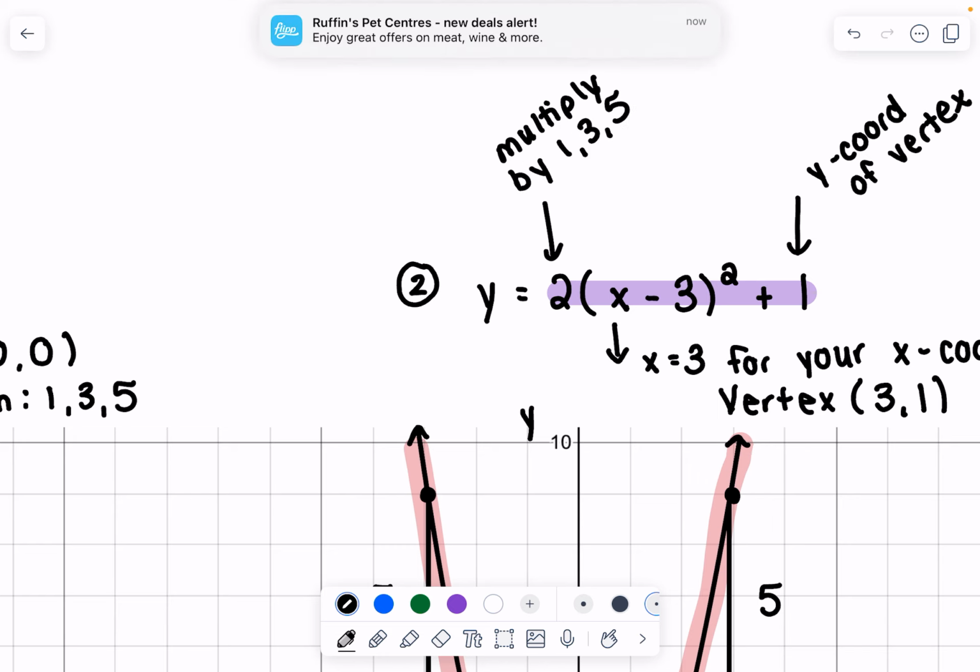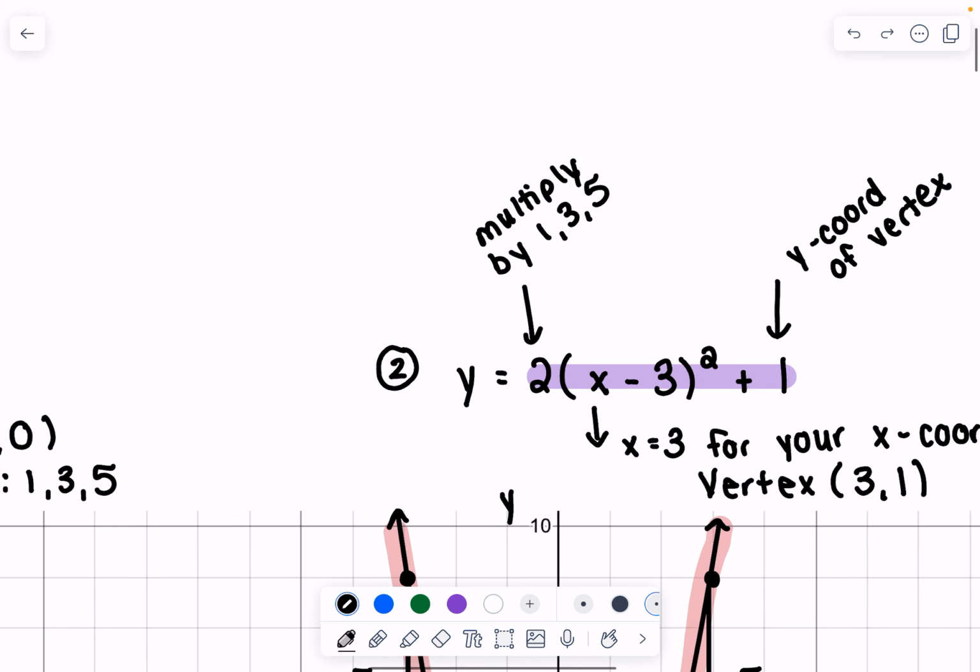Okay, so your first thing is to grab your a value. Your a value is always the coordinate in front of your function, so it's going to be the value of 2. If I take 1, 3, 5 and multiply them all by 2, I get 2, 6, 10.